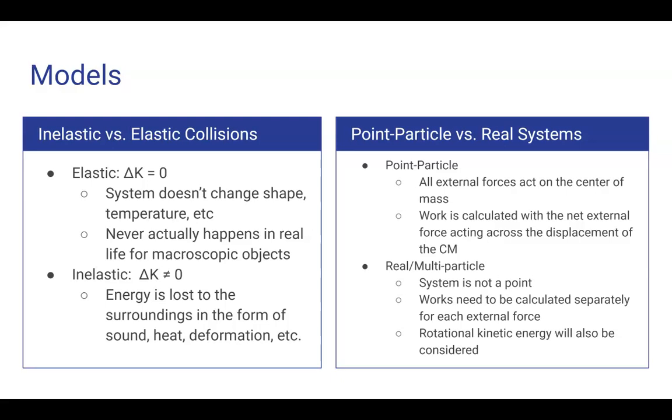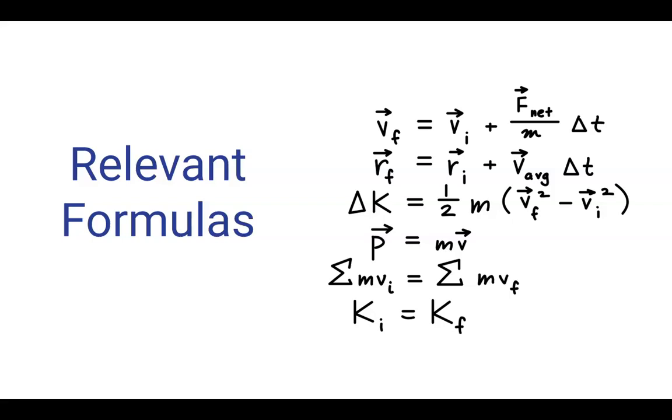In a point particle system, all external forces act on the center of mass, and rotational kinetic energy is not considered, while in a real or multi-particle system, the system is not a point, so work needs to be calculated separately for each external force, and rotational kinetic energy will also be considered. Some relevant formulas include the velocity update formula, position update, change in kinetic energy, momentum, conservation of momentum, and then conservation of kinetic energy.